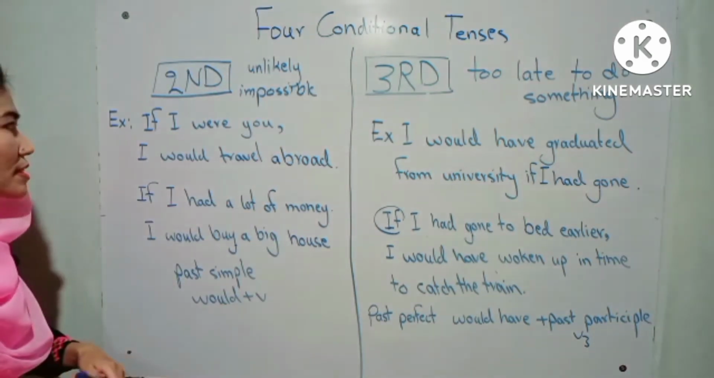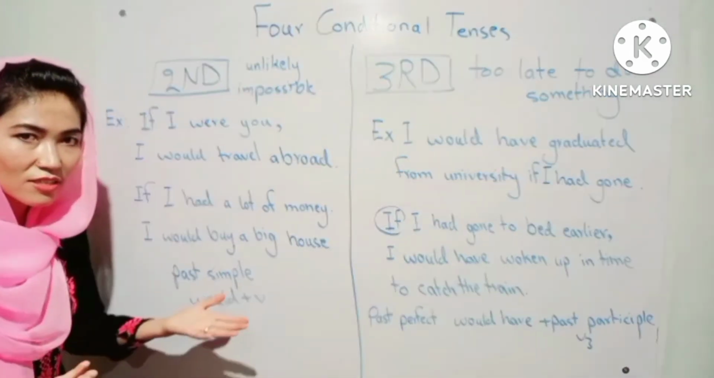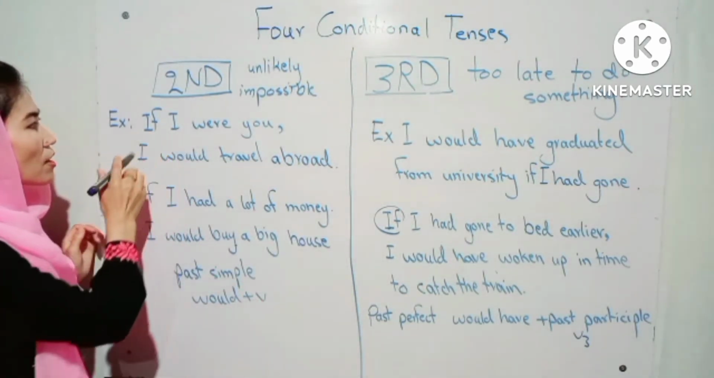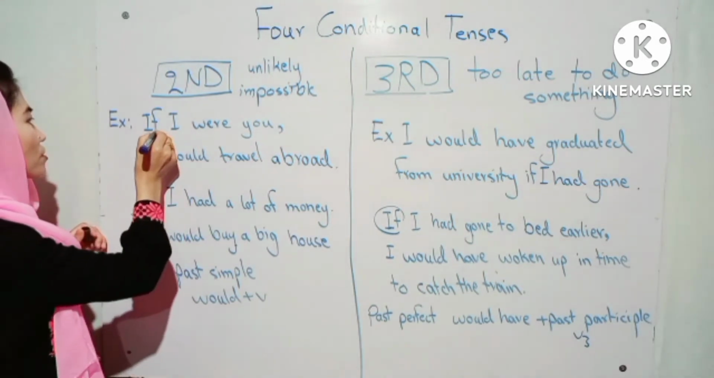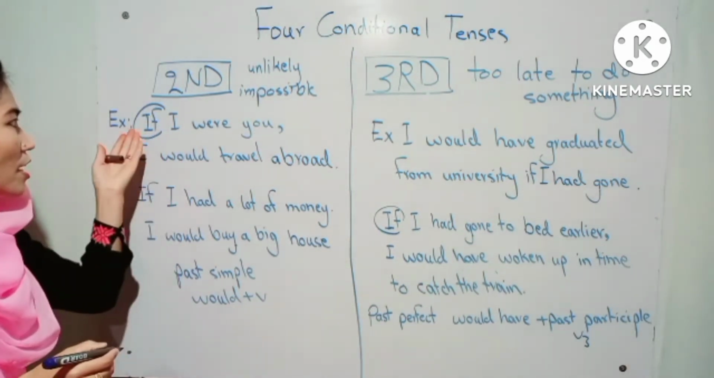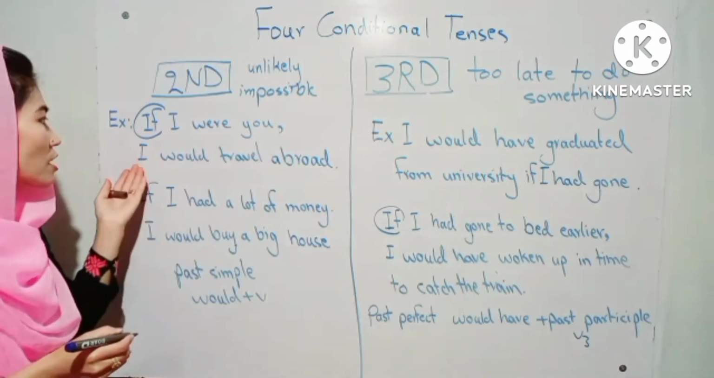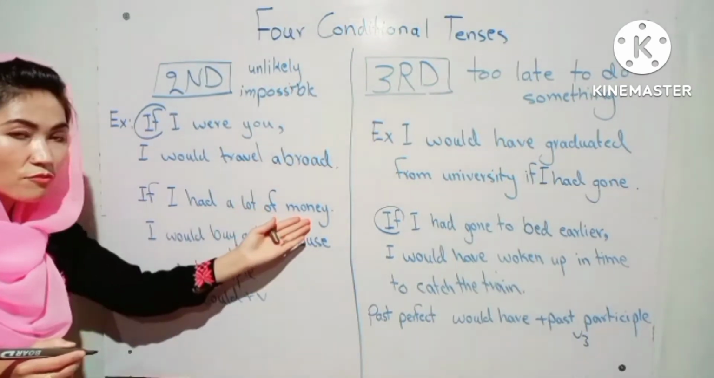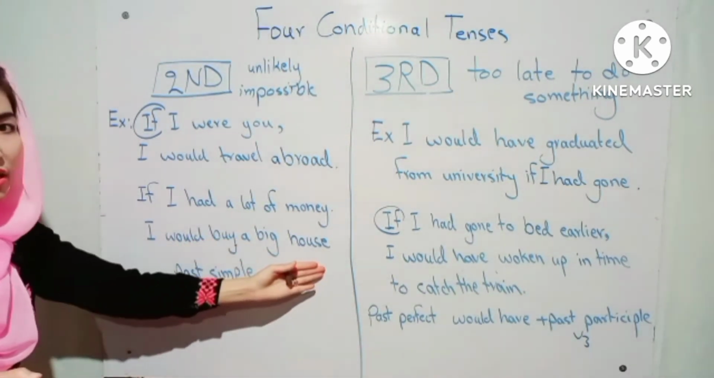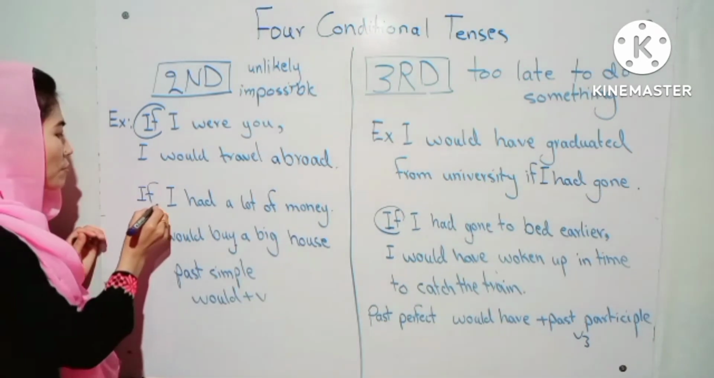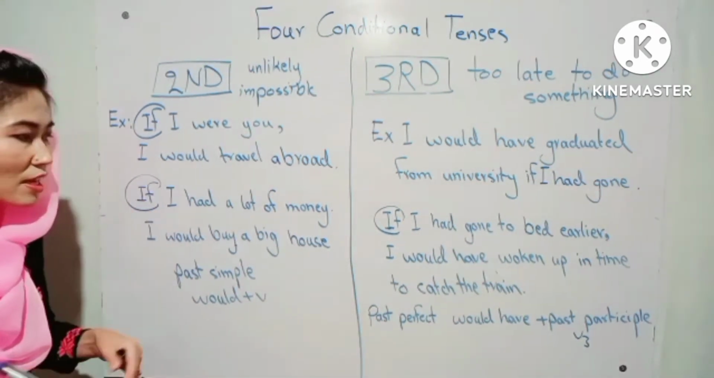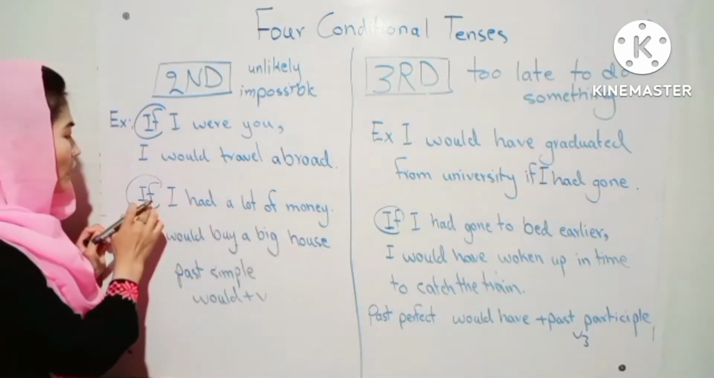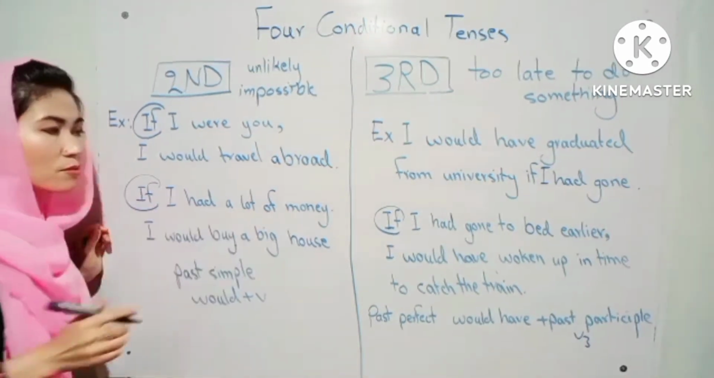In these examples, again, we have the if clause or subordinate clause with the main clause. We have the if clause at the very beginning in the first example: if I were you, the main clause, I would travel abroad. And the second example, if I had a lot of money, I would buy a big house. Again, we have it at the beginning, and you can turn it around and say like this: I would buy a big house if I had a lot of money.